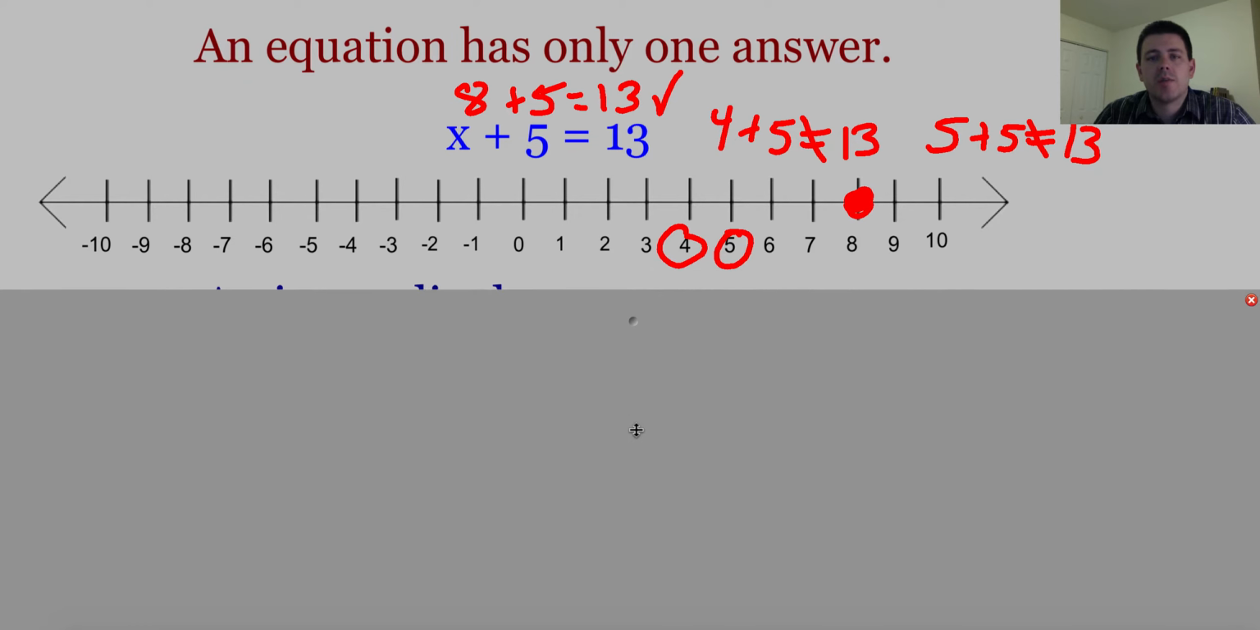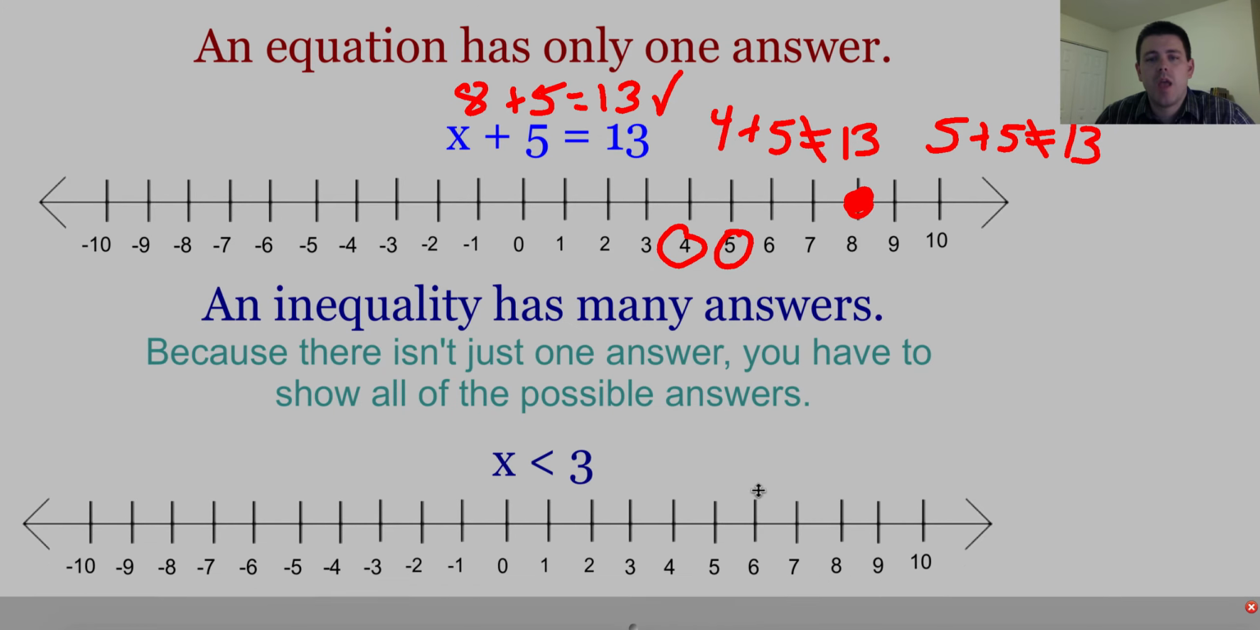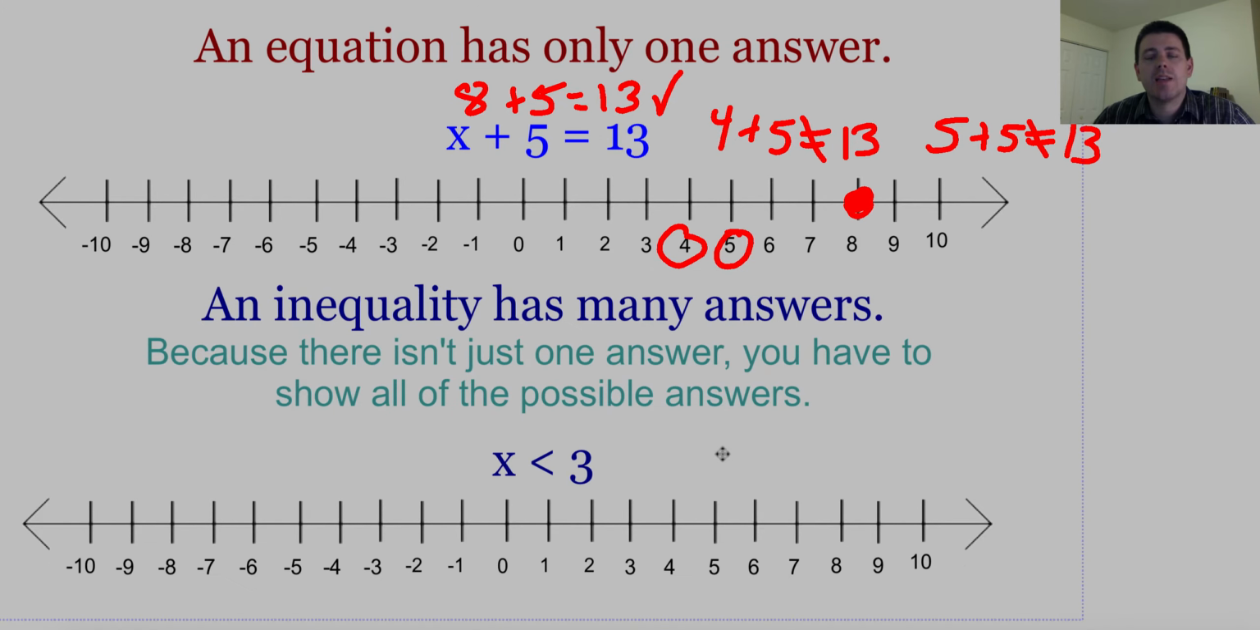Today we're going to talk about something called inequalities. An inequality is something that has lots of answers, okay? Which means we have to take care of all the possible answers as opposed to just thinking about maybe just one answer. So our example down here, we would read this as x, so some number, is less than 3.